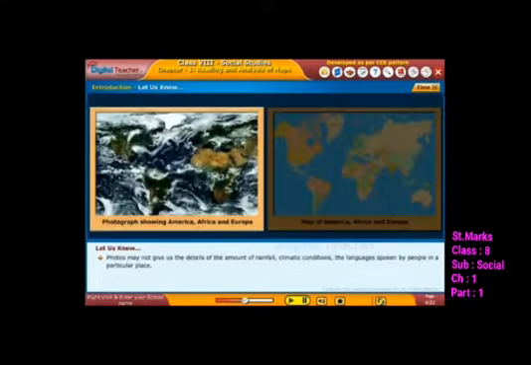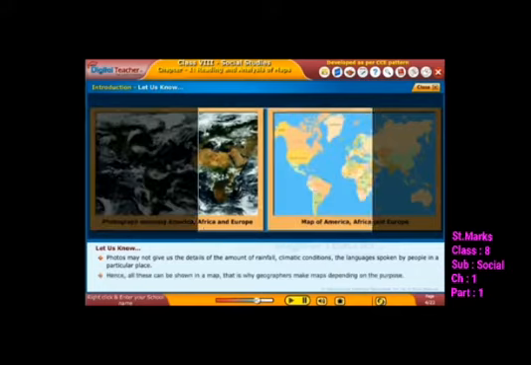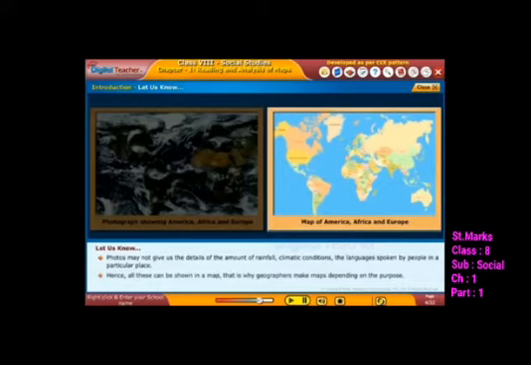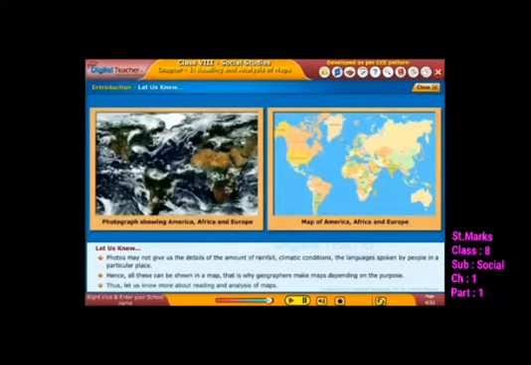Photos may not give us the details of the amount of rainfall, climatic conditions, the languages spoken by people in a particular place. Hence, all these can be shown in a map. That is why geographers make maps depending on the purpose. Thus, let us know more about reading and analysis of maps.